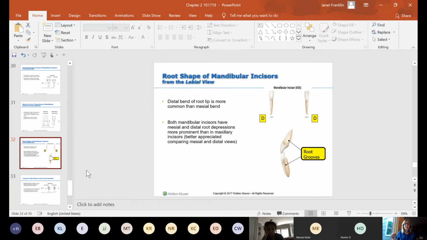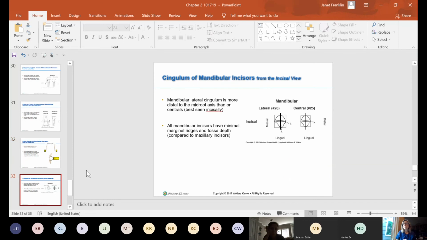So the mandibular incisors have mesial and distal root depressions that are more prominent. So when you're scaling and root planing, your mandibular incisors have deeper root grooves on the mesial and the distal. And if you think about where your salivary glands are and how much calculus a person builds up on their mandibular incisors, and now you've got to factor in deeper root grooves, you're going to be doing some pretty aggressive scaling on those teeth most of the time. You've got a lot of action going on with those mandibular central incisors.